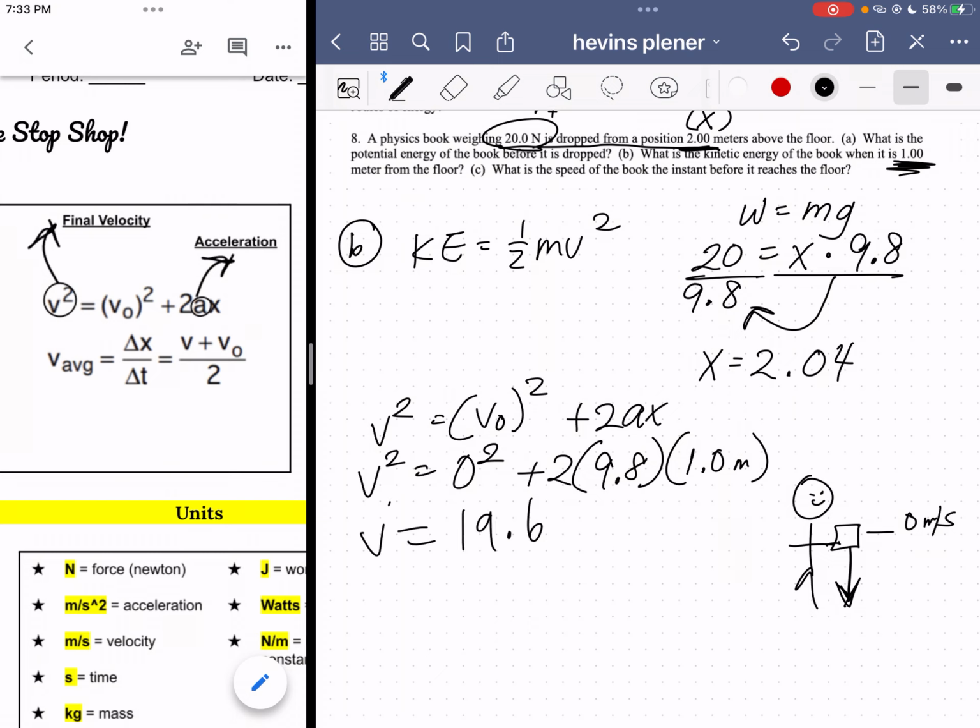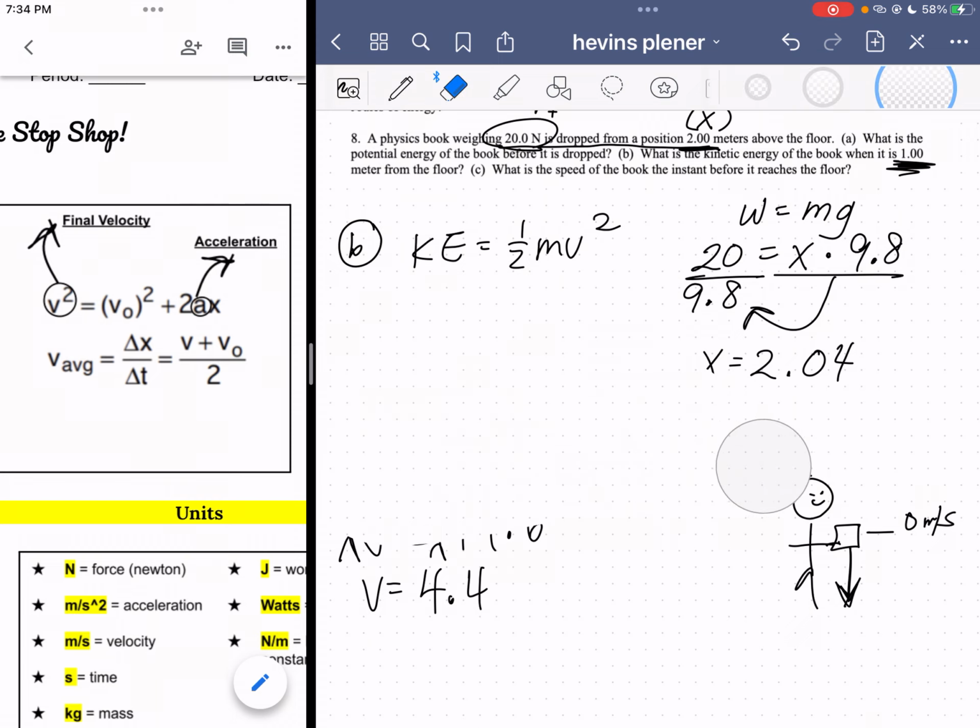Are we done here? No, you need to square root it, technically. You're going to be mad, but whatever. So then the square root of 19.6, V equals 4.4. Just do it just so you get in the groove of things. Okay? So now we have all the things that we need to do this formula.